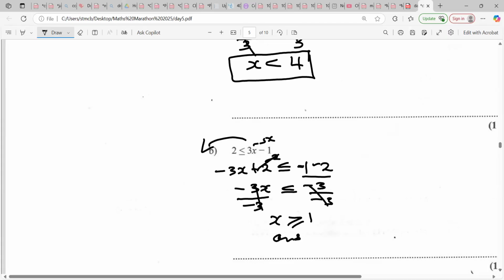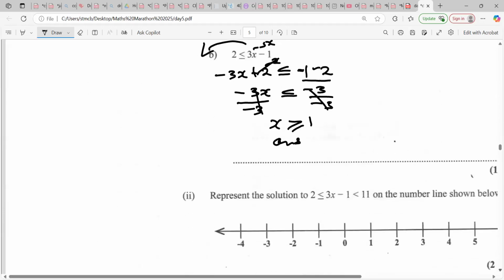I think that's what you guys do there. Some persons write 1 less than or equal to x, which is the same thing. Because if 1 is less than x, that means that x is greater than 1, right?